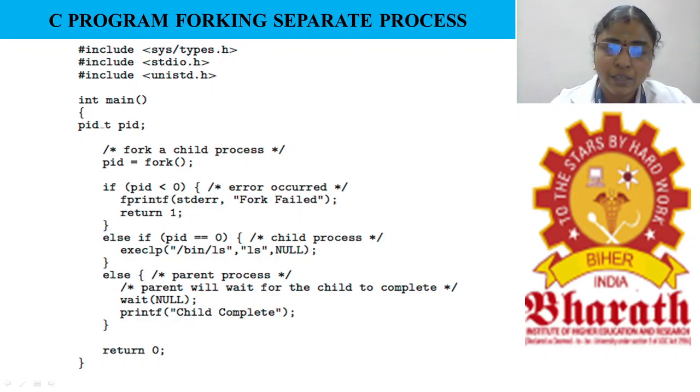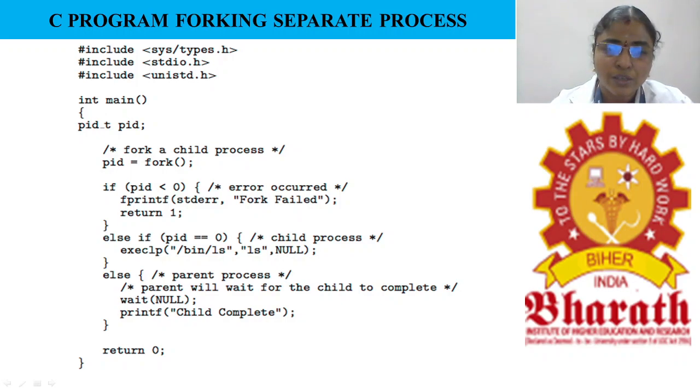If the pid is less than 0, it is an error. It will be a printf statement like fork failed, and then it returns 1 and exits. Suppose the pid equals 0, then the child process is created. Then the child process should start its work.